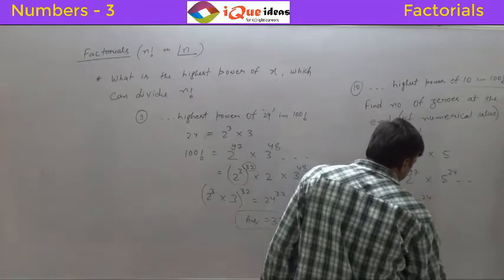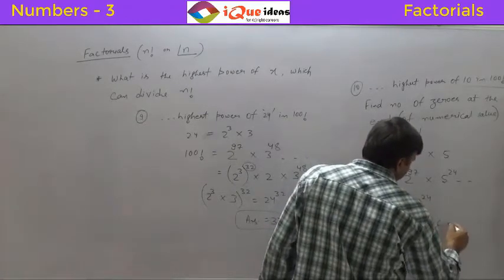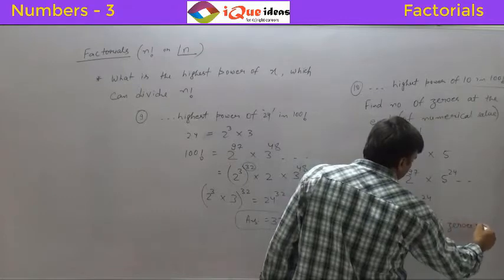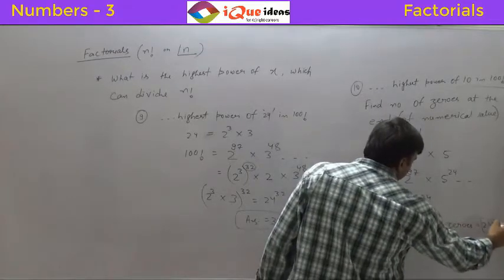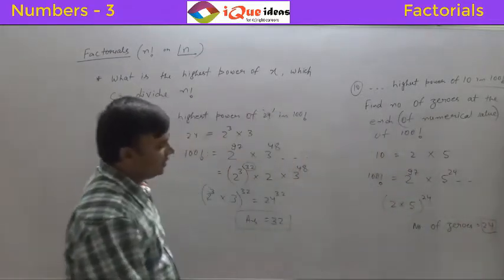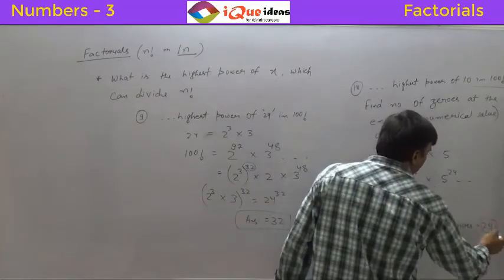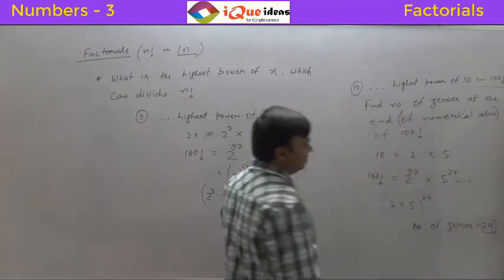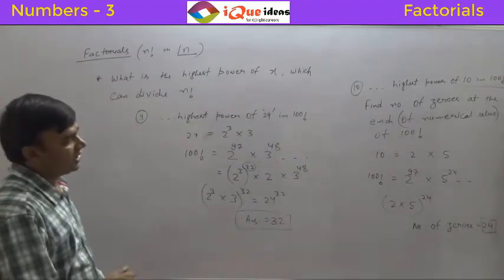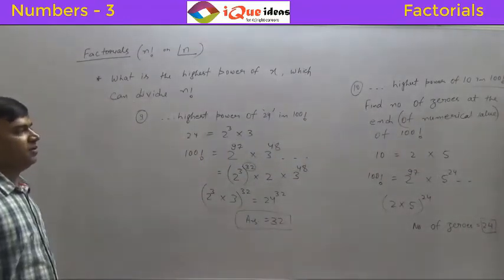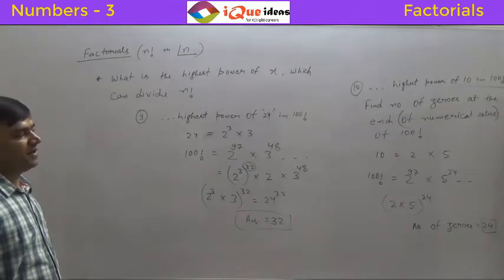Hence, the number of zeros in 100 factorial is just 24. That's it. The number of zeros in 100 factorial is only 24. Exactly 24. After that, 5's will get over. 2's are still there, but to create a 10, we need a 2 and a 5.